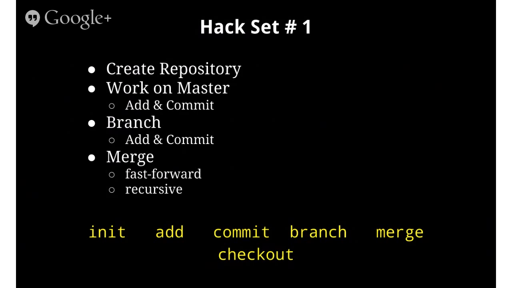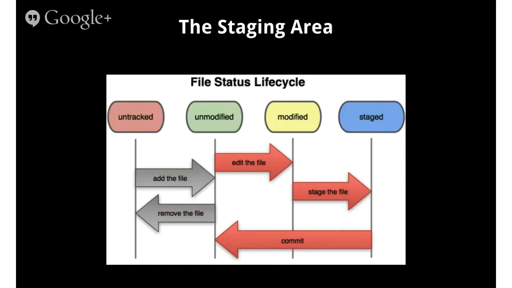Okay, so what did we do in this set of code? We created the repository, we worked on master, we added, we committed, we branched, and then we merged. And we covered the init command. What does init do? Creating a repository. If you want to start working on code, just type git init, and you have a Git repo where you are. We know how to add files, commit files, branch, merge, and check out. What is checkout, by the way?